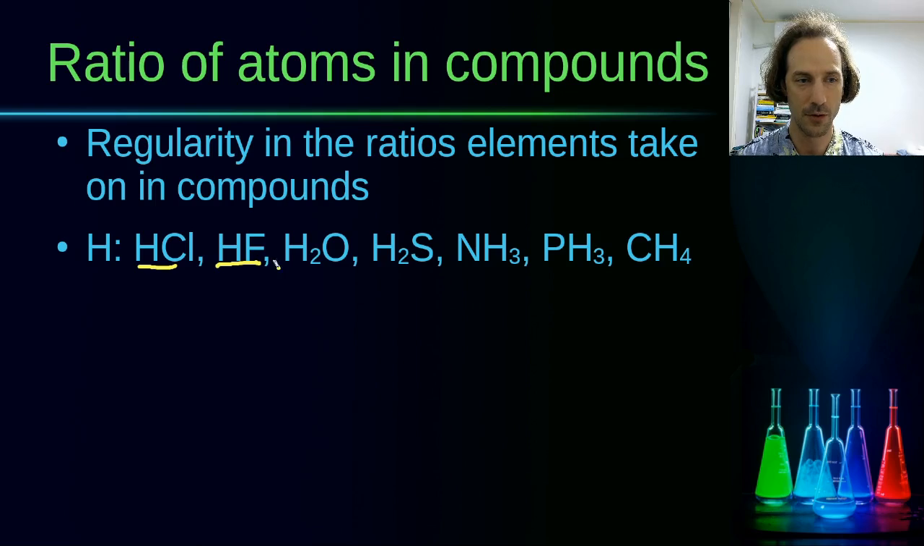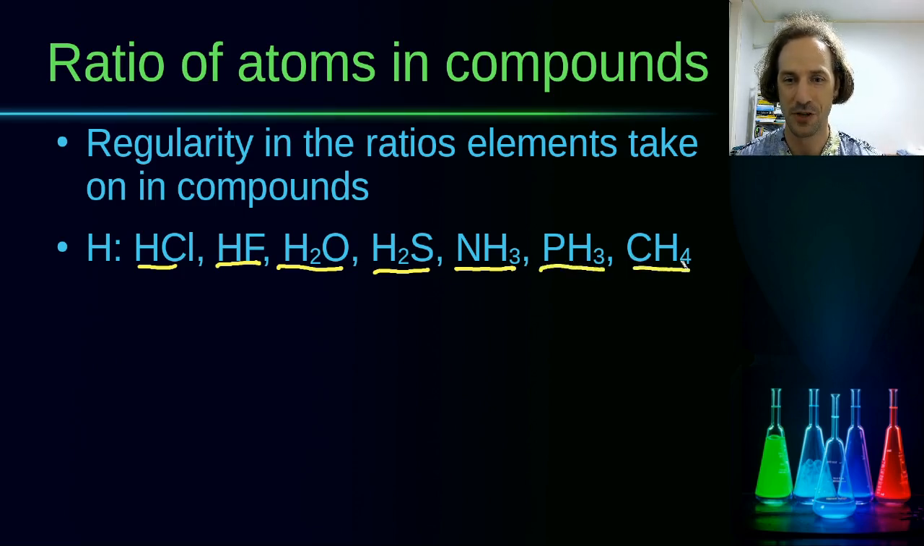In water, we have two hydrogen atoms for one oxygen. In hydrogen sulfide, we have two hydrogens for one sulfur atom. Here we have three hydrogens for a single nitrogen and three hydrogens for a single phosphorus. Or in methane, we have four hydrogen atoms for a single carbon atom. What we never find is one hydrogen atom bonding to multiple atoms of a different element.